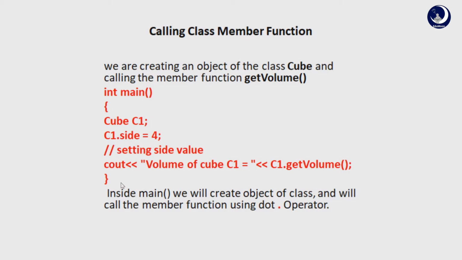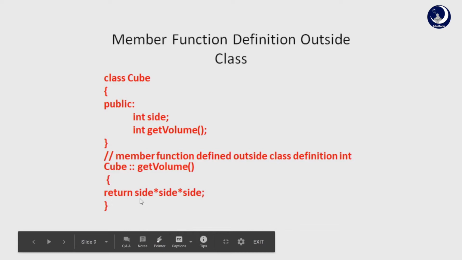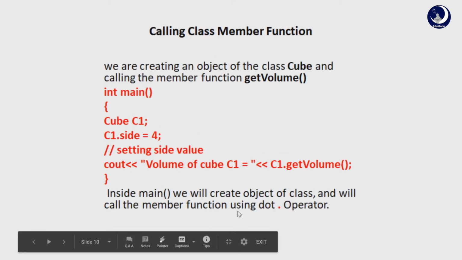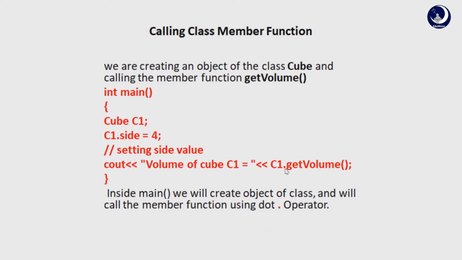And then we are printing the volume of cube, that is cout volume of cube C1 is equal to, here we have C1.getVolume. So what happens is that this side, which is 4 now, will be used to calculate the cube of it, that is 4 into 4 into 4, that is 64. Inside main we'll create an object of the class and we'll call the member function using the dot operator. So here this is the dot operator which we'll be using to access the member functions.